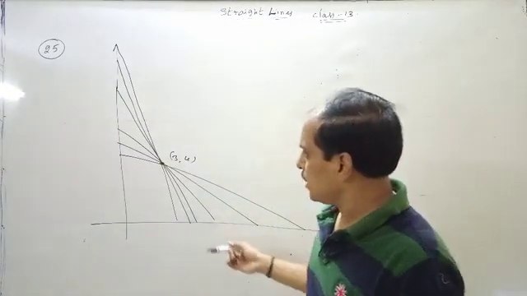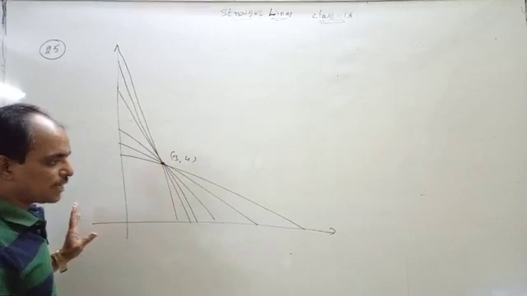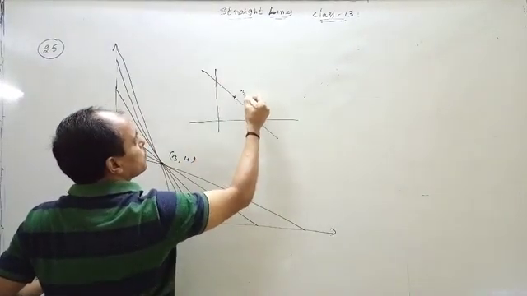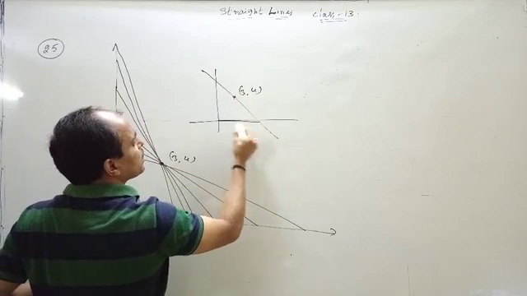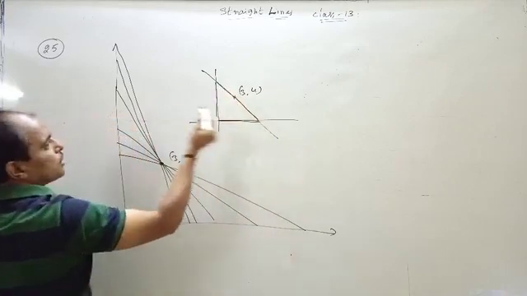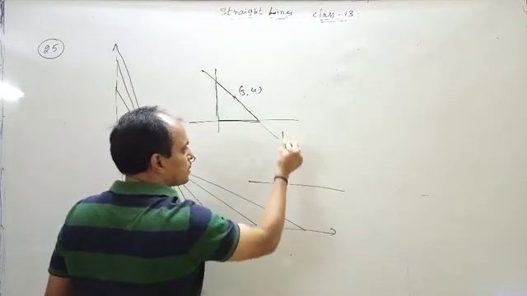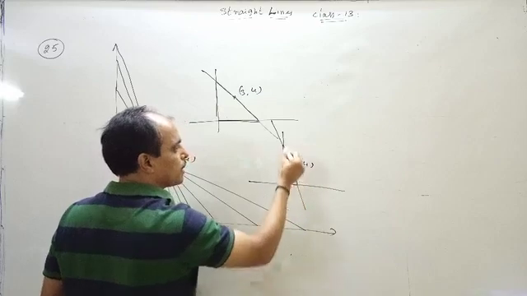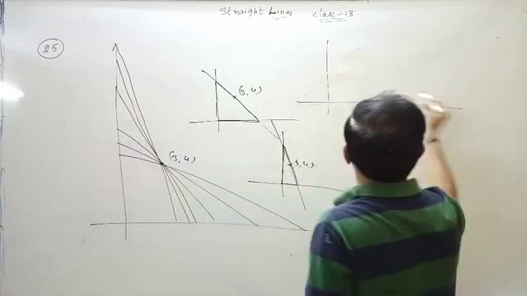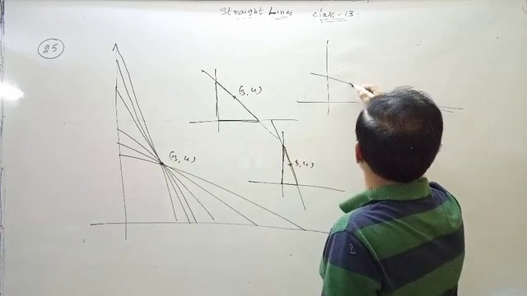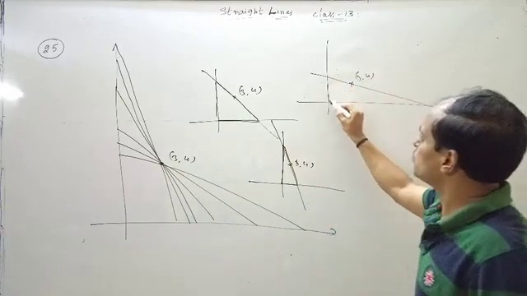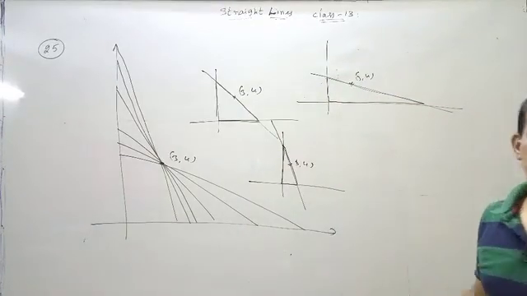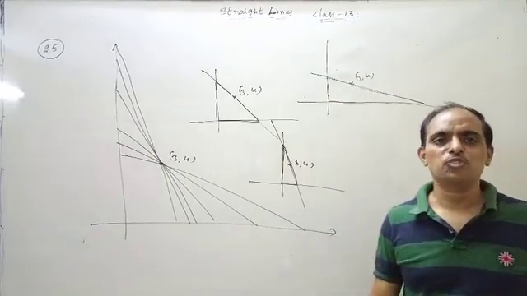But you see, for each line you will get one triangle. Suppose this is the line which is passing through 3, 4. So this will be the triangle. Suppose you draw the line like this. This is the point 3, 4. This is one more triangle, and you can draw like this. Suppose this is the point 3, 4, and this will be the triangle. Okay. Among these triangles, which one is the minimum area? Which one is the minimum area?